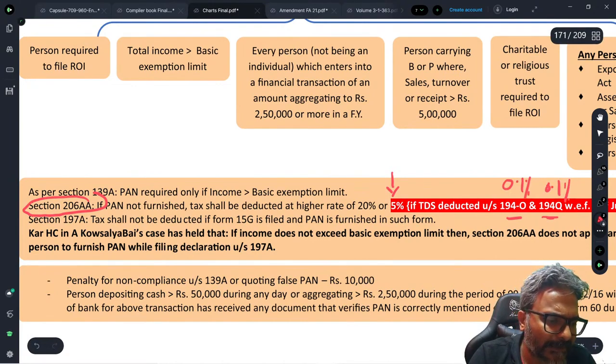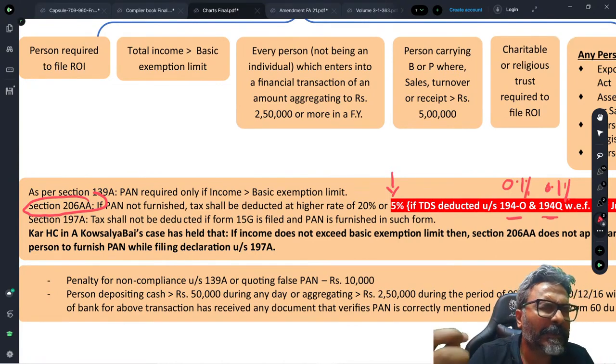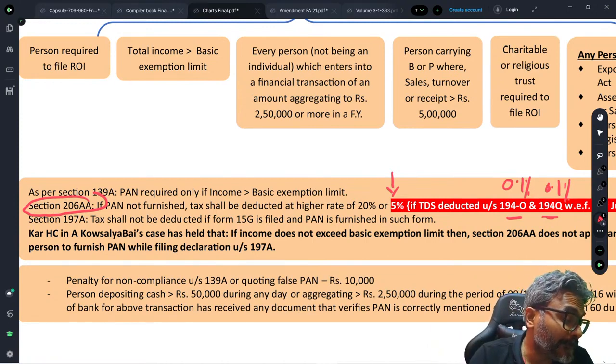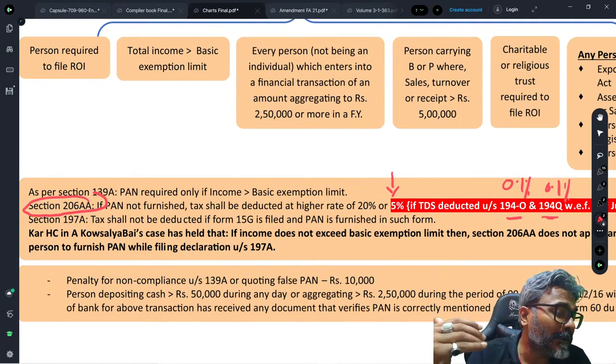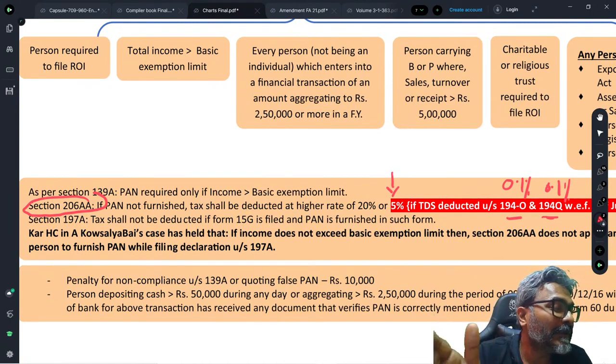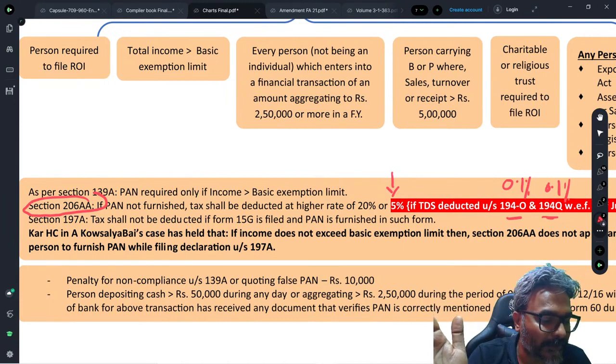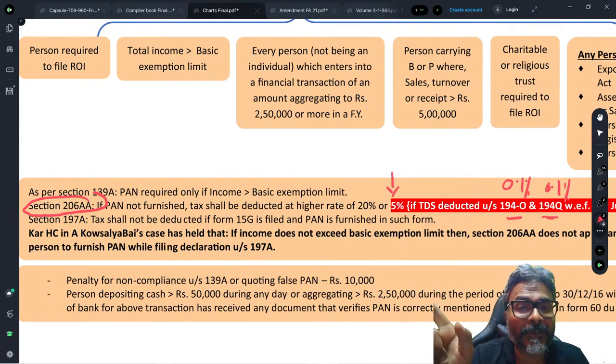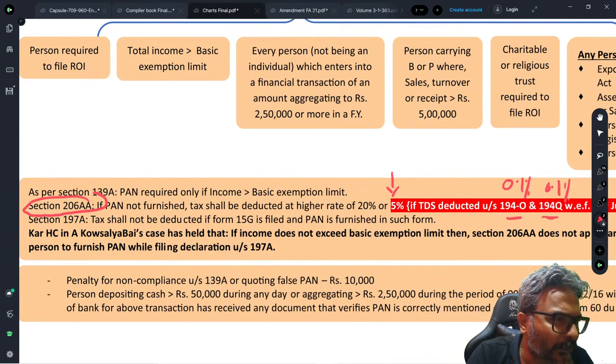So the moment they think, okay, this is a very low rate of 0.1%, which is the general rate for them, and from 0.1%, if supposedly you have to charge a TDS of 20% for non-furnishing of PAN, I think, students, you should be aware that this is really very harsh. When the rate is as low as 0.1% and then thinking of charging a TDS of 20% when the PAN is not furnished, don't you think, students, this would be too harsh? And that's exactly what they have thought of.